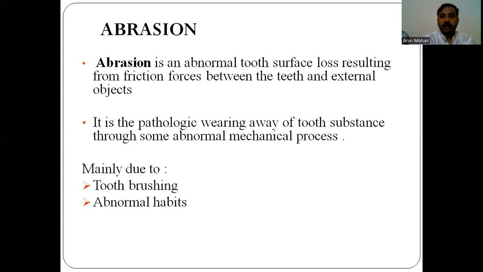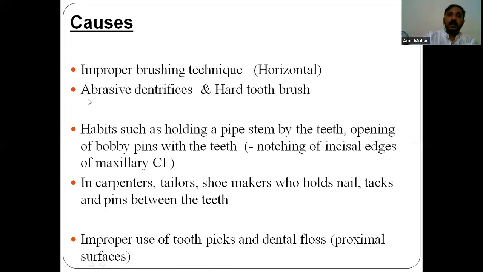So there will be some abnormal mechanical process involved in the wearing away of tooth surface, and the most important causes for this are abnormal tooth brushing habits and other abnormal chewing habits. So these are the two main factors which can lead to abrasion. Improper brushing technique is the most common predisposing factor for abrasion.